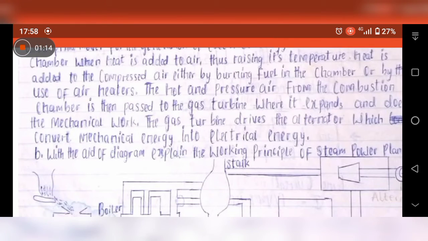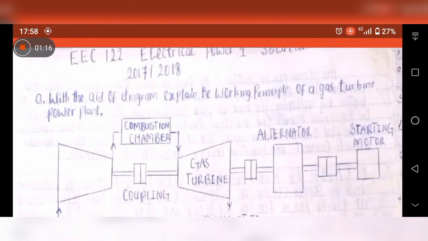Okay, then this is handwritten. With the aid of a diagram, explain the working principle of a gas turbine power plant. Now this is how a gas turbine power plant diagram looks like. First, we have a combustion chamber, then we couple it with the gas turbine. The main prime mover here is the gas turbine, the most important thing in this diagram.